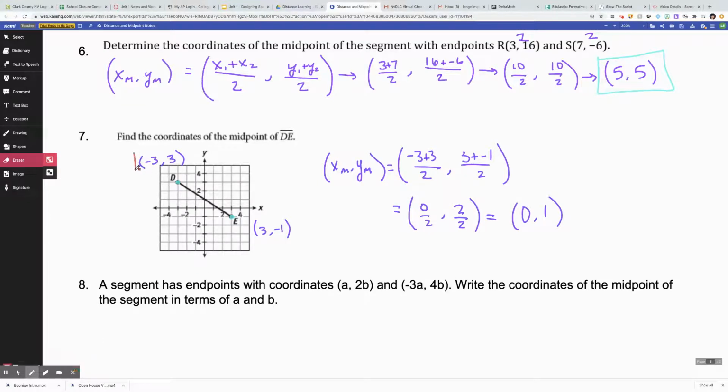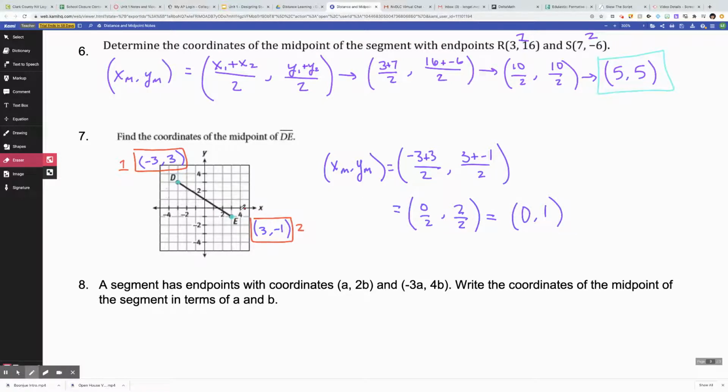So I found my 2 coordinate points were (-3, 3) and (3, -1). So I plugged those values into my midpoint formula. So I have -3 plus 3 divided by 2. I chose this to be point number 1 and this to be point number 2. Then for y's, I have 3 plus -1 divided by 2. -3 plus 3 is 0, divided by 2 is 0. And then 3 plus -1 is 2, divided by 2 is 1.